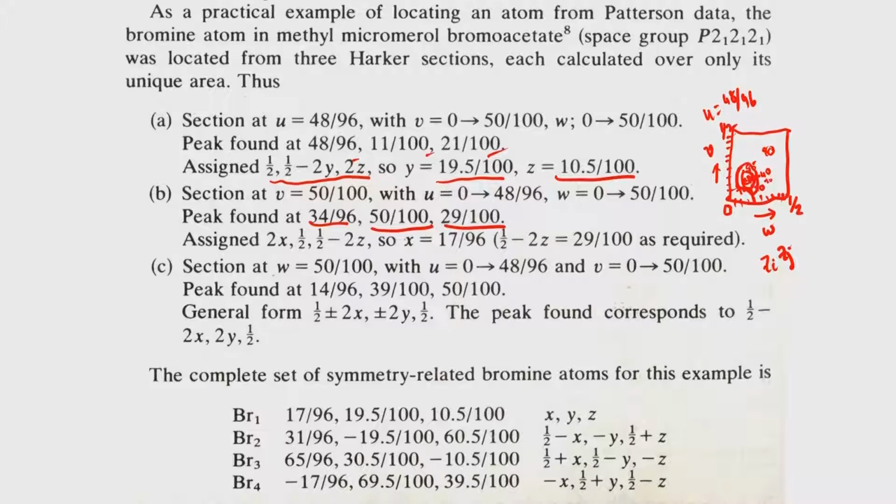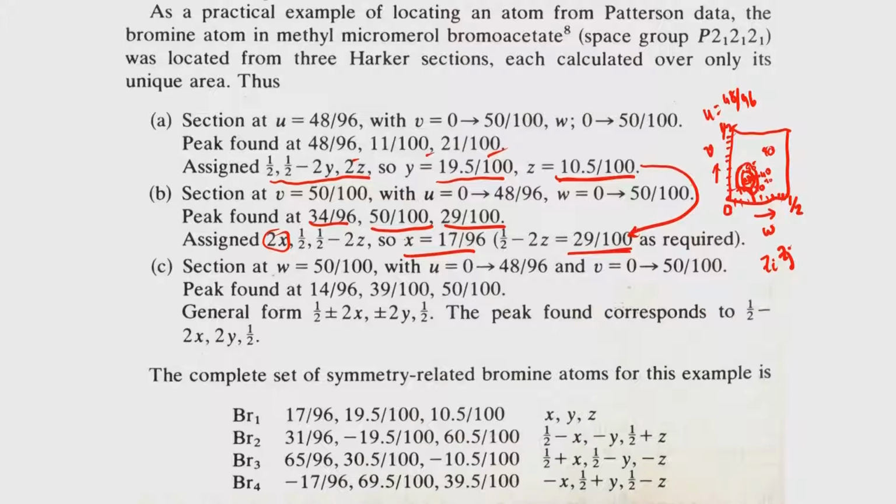You get a solution in the second section at 2x, now we get a solution for x. Here we got a solution for y and z. So, here we get a value for x, and we also get a value for half minus 2z from this position, and the value for half minus 2z is now 29 by 100, which is a requirement coming from up here, because z value is 10.5 by 100. So, half minus 2z, if you calculate, it will be 29 by 100. So, there is a peak corresponding to that as well.